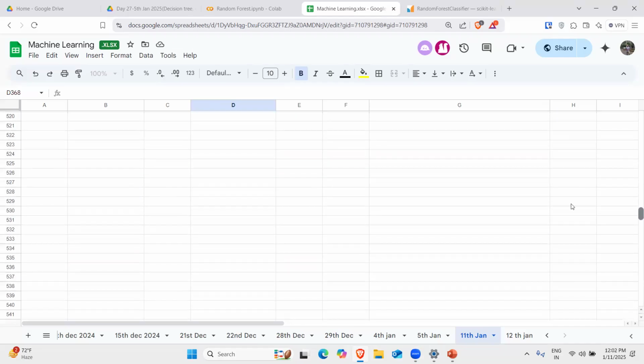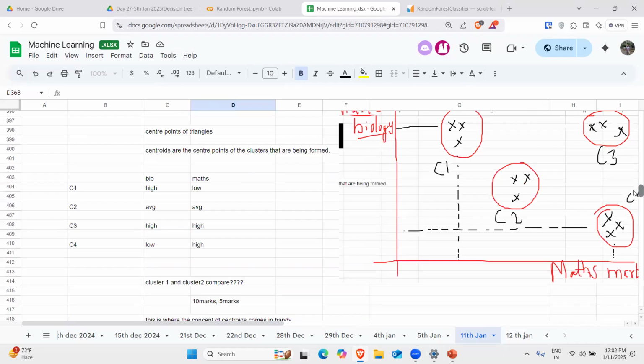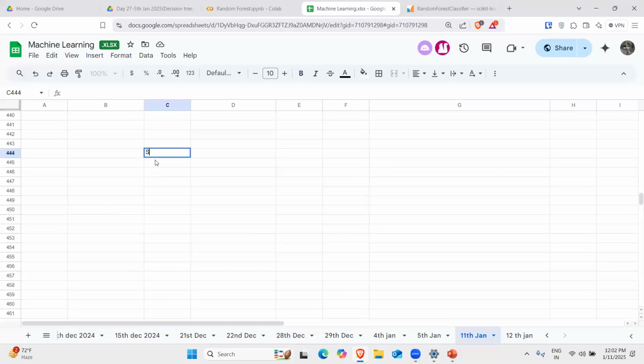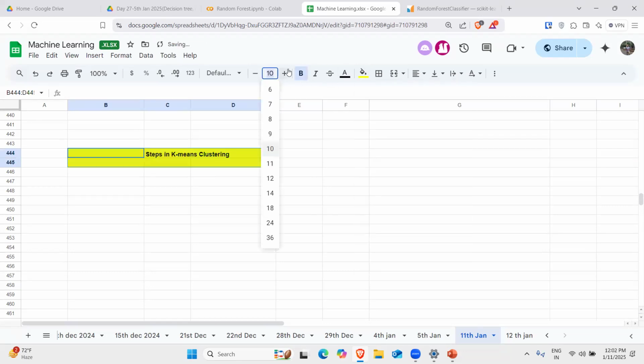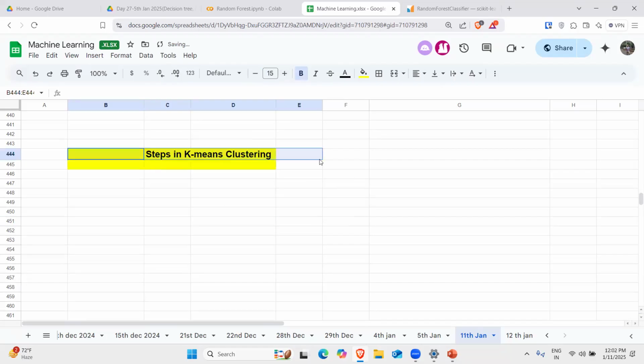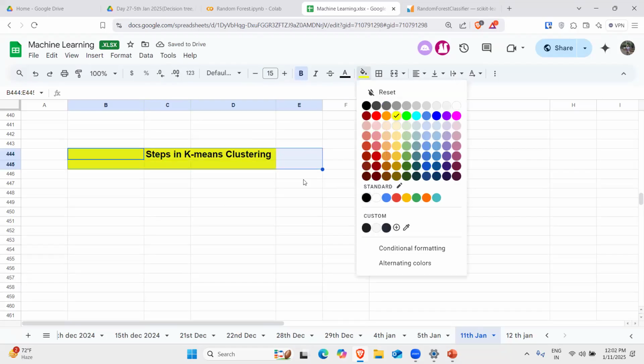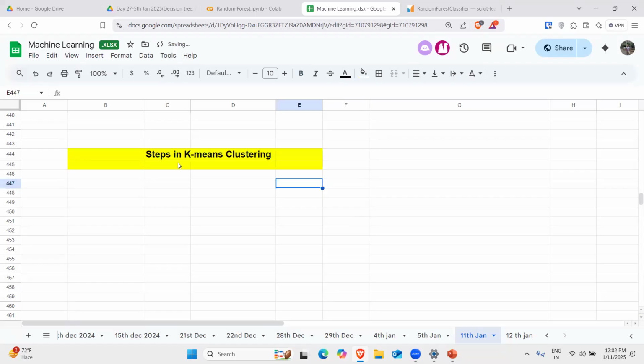Steps in K-means clustering, whenever we discuss that, is going to be your next part. Let me write down over here: steps in K-means clustering, right? That is going to be my next part. So don't worry about that. Here you'll understand how we perform this, right? How do we find the centroid? It's very interesting.